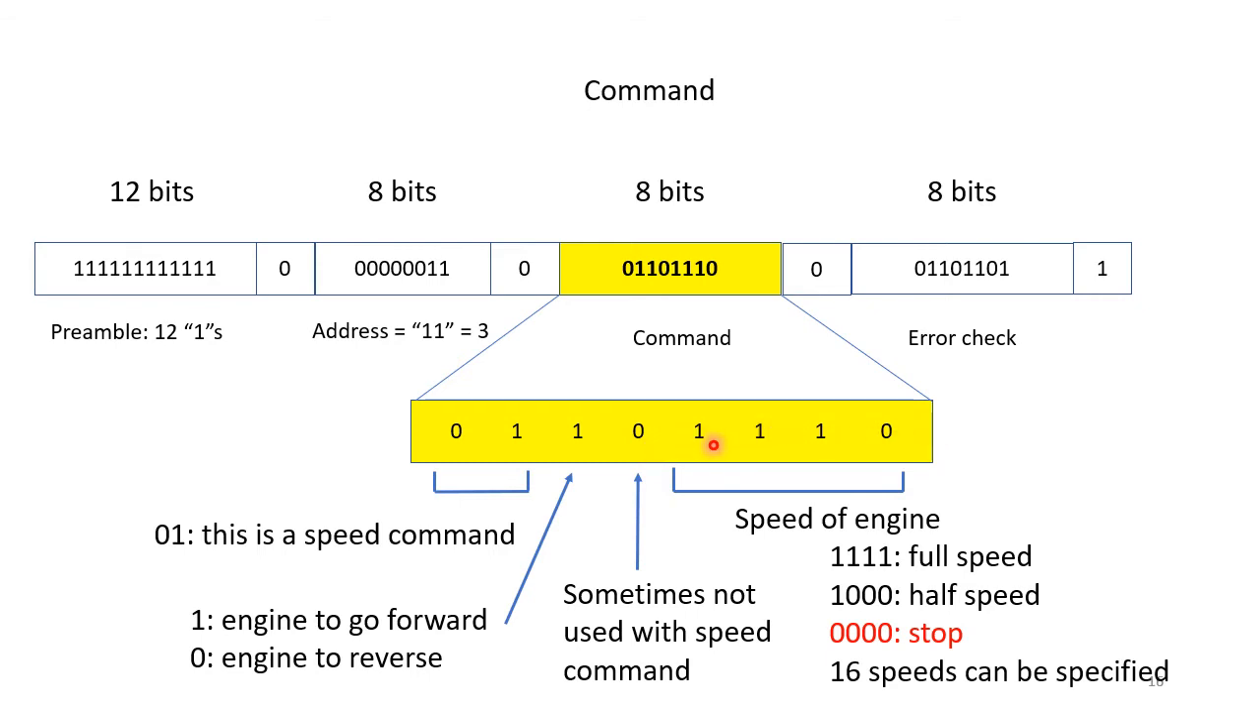The next 4 digits, in my case 1110, tell the decoder what speed it wants the engine to go at. I've already said it's a speed control, and the third bit is a 1, so I'm saying I want it to go at speed 1110. 1111 is to go at full speed. If it's 1000 here, it's to go at half speed. And if it's 4 zeros, the train is to stop. So with this combination of 4 digits, I can have 16 different speeds in a forward direction. And by changing this bit to a 0, I can have 16 different speeds in the reverse direction.